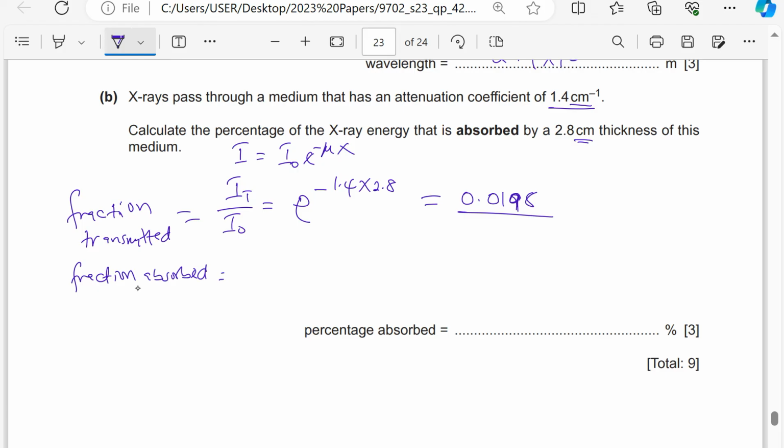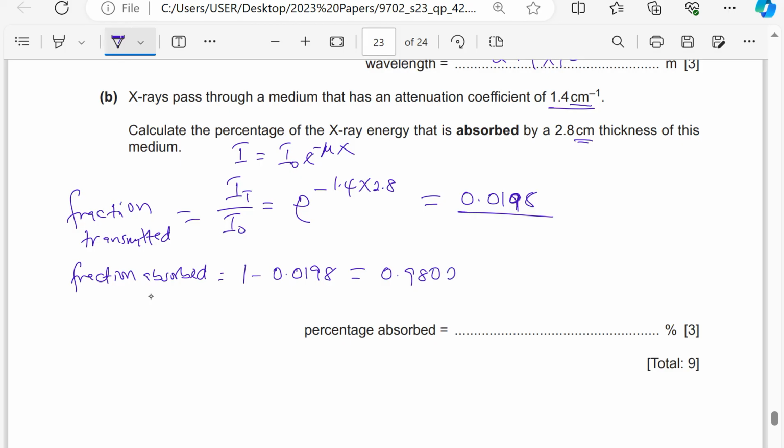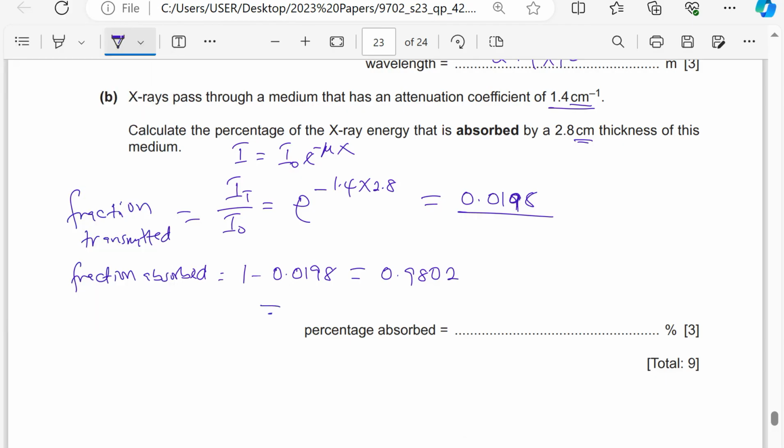Then our fraction absorbed. Of course, fraction absorbed is going to be 1 minus what is transmitted. So it is 1 minus 0.0198, which is 0.9802. Okay, so as a percentage, this becomes 98.02%. So this is going to be 98%, just multiply by 100.